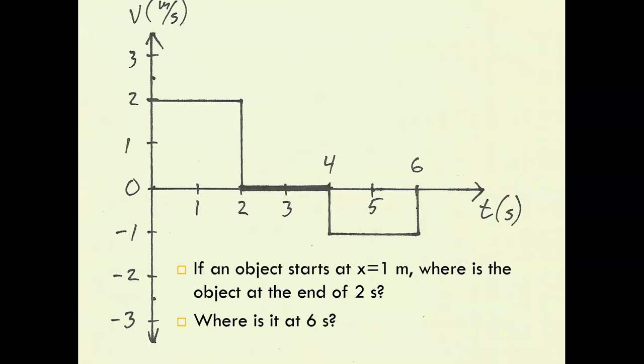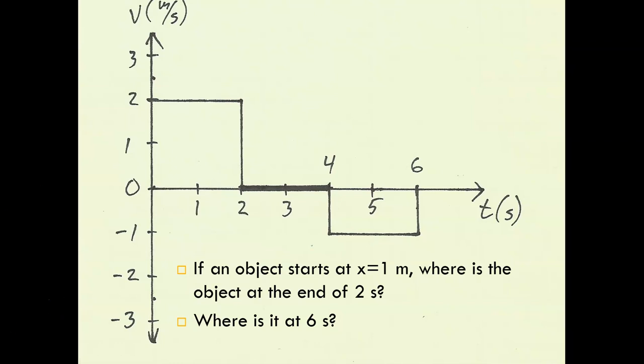Okay, exercise number 2. I'm going to give you a velocity versus time graph. Let's go the other way. Here's my velocity versus time graph. If an object is starting at the 1 meter mark, what does the position versus time graph look like? Object starts at the 1 meter mark, and you're given this velocity versus time graph.